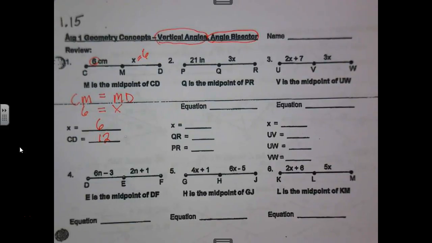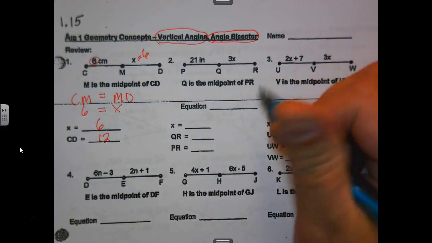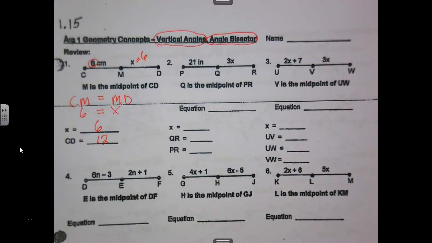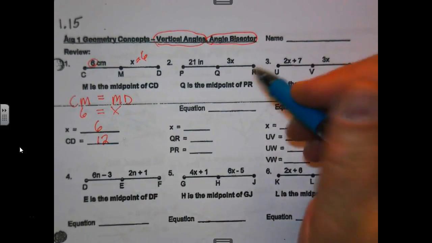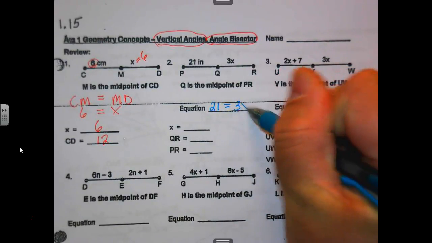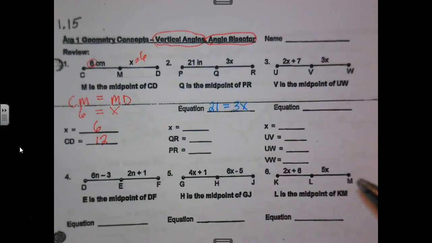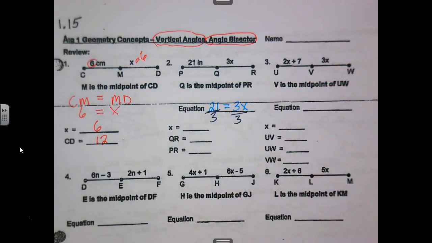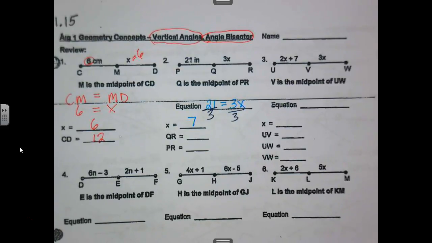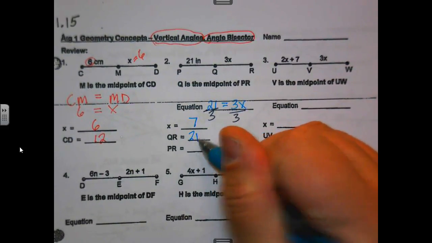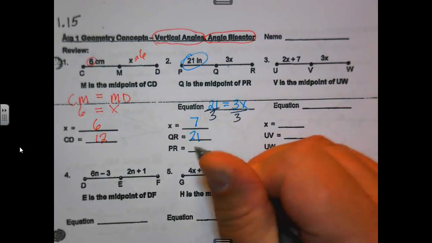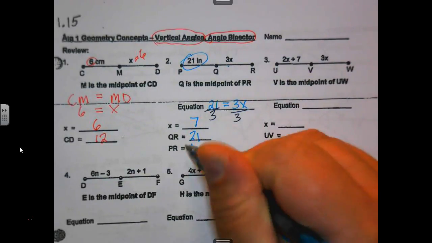How about number 2? Q is the midpoint. What's the equation? The equation is 21 equals 3x. Divide both sides by 3. I get x equals 7. What's the measurement of QR? You don't even have to do much computation because Q is the midpoint. It has to be 21. What's PR, the whole line? Just double it.